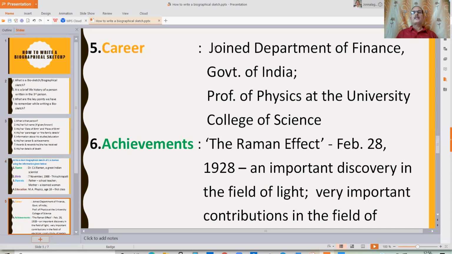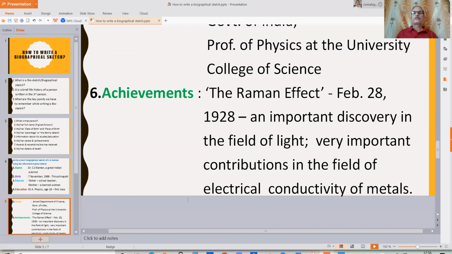Joined Department of Finance, Government of India. Then Professor of Physics at the University College of Science. So these are the points given with regard to C.V. Raman's career. Next one, his achievements. What are his achievements? The Raman effect, February 28, 1928, an important discovery in the field of light, and very important contributions in the field of electric conductivity of metals. So these are his achievements.